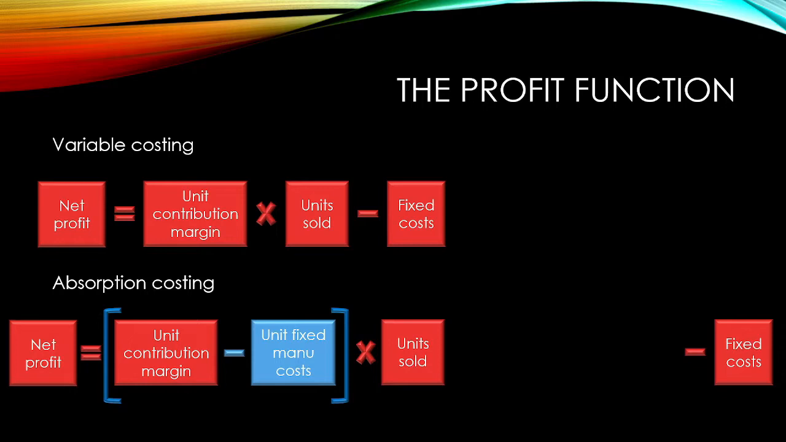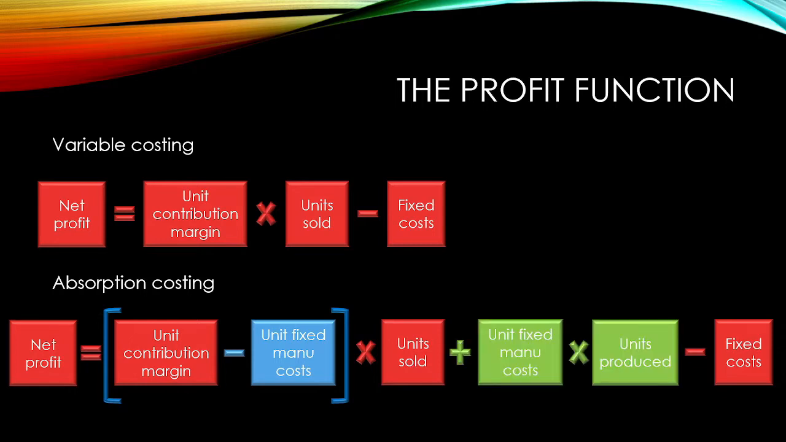The next thing we need to do is account for the under or over recovery of overheads. To do this, we need to add the fixed manufacturing overheads absorbed into production. Remember, the unit fixed cost multiplied by the units produced represents the absorbed overheads. The actual expense is included in the fixed costs we are already subtracting at the end of the formula. So the difference between absorbed and actual represents the under or over recovery. As you will now see, the absorption costing net profit is a function of both sales and production. We will see how this plays out in the next few examples.